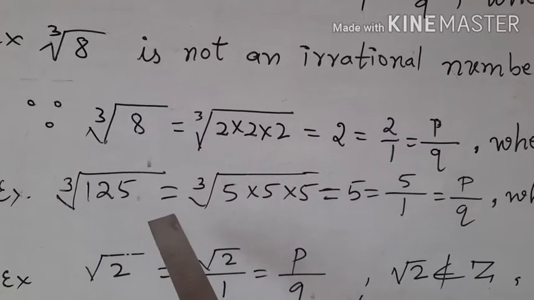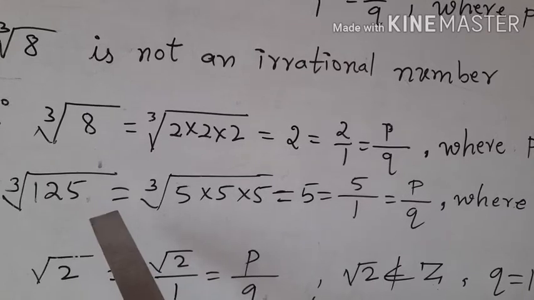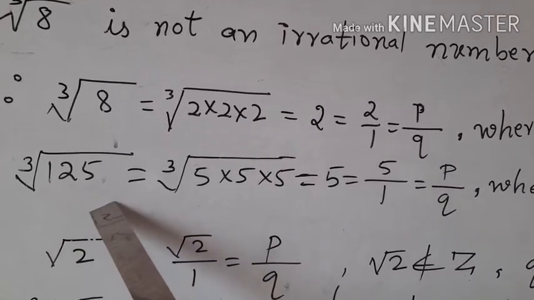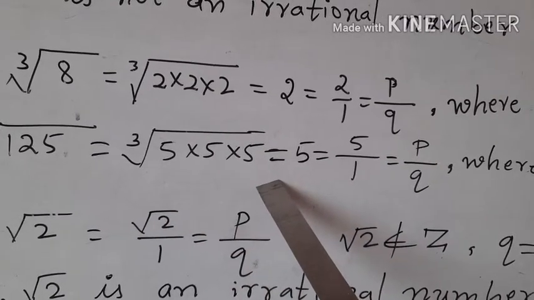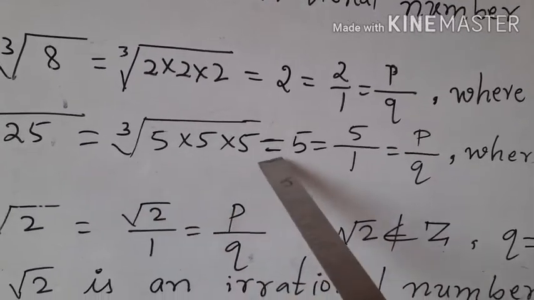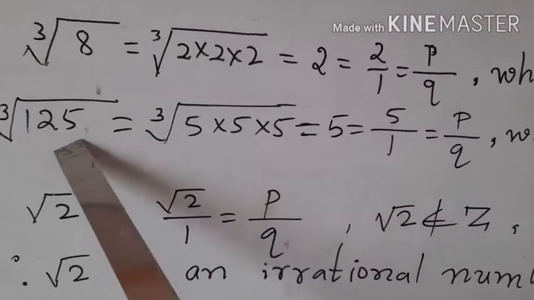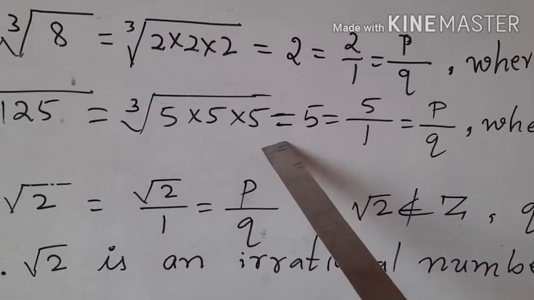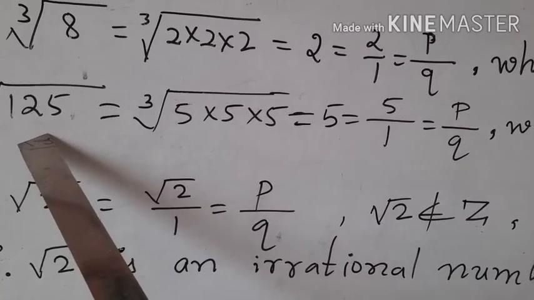Is cube root of 125 an irrational number? No. Because 125 is a perfect cube. You can write this 125 as a product of 3 equal integral factors. Which are those equal integral factors? 5 into 5 into 5. Here 125 is equal to the product of 3 factors and all the 3 factors are equal. That is why 125 is a perfect cube.